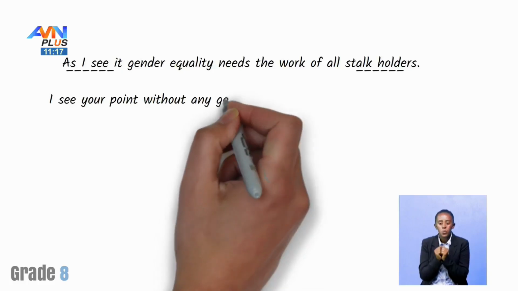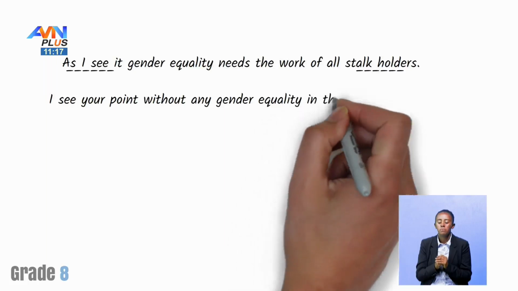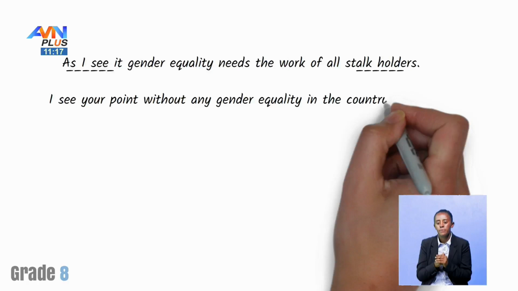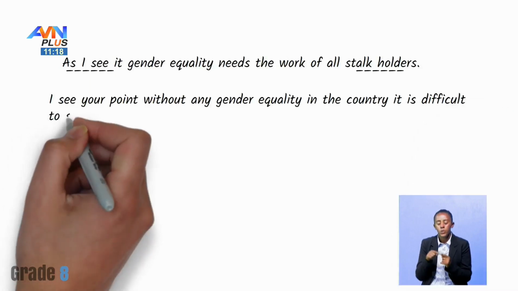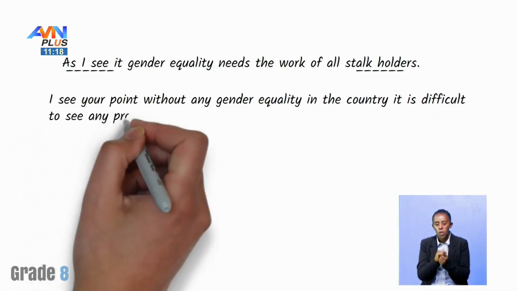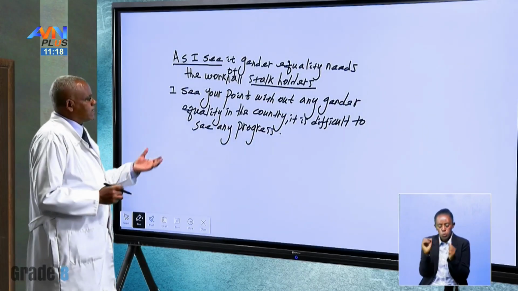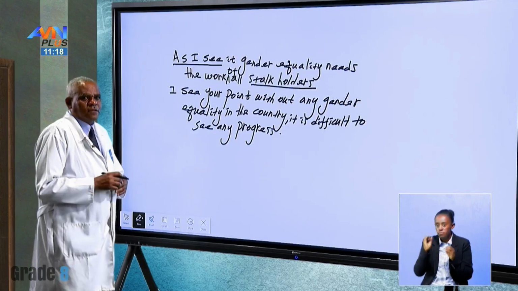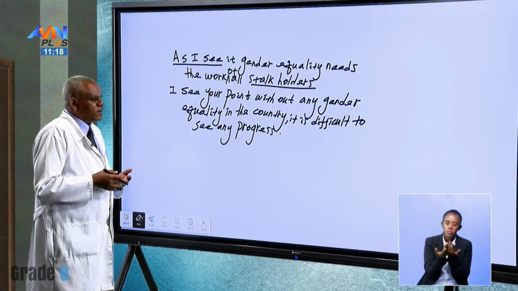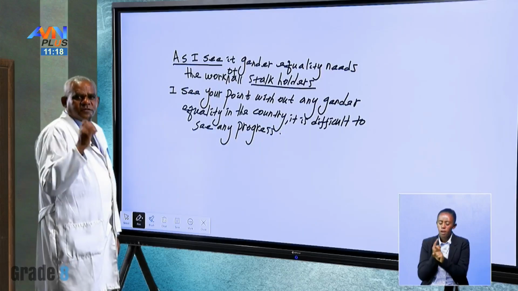Without any gender equality in the country, it's difficult to see any progress. That is true. Exactly. That is true. Yeah, I see your point. Without any gender equality in the country, it's difficult to see any progress. Yeah, without any gender equality, if everybody is equally treated, right? Therefore, we have to make our country become on the right track of progress.